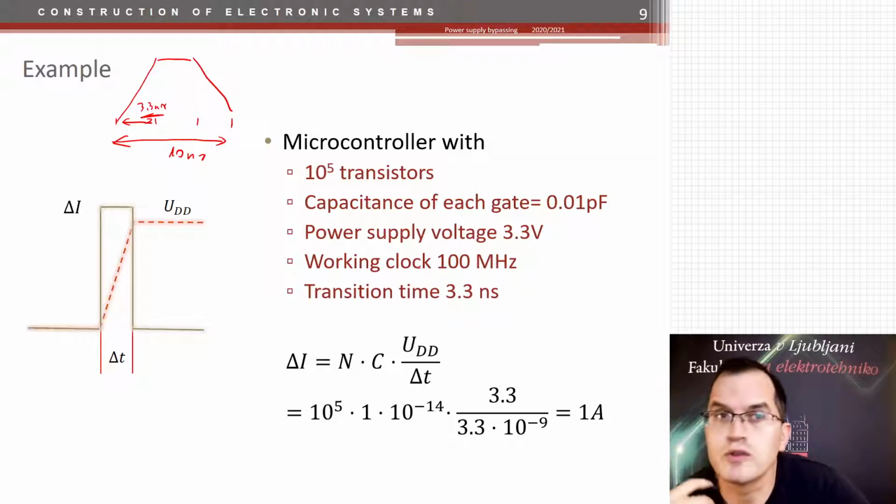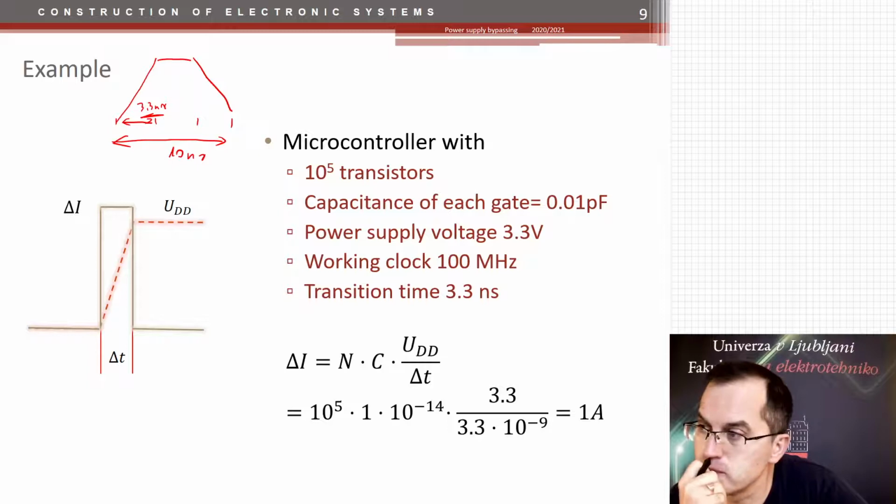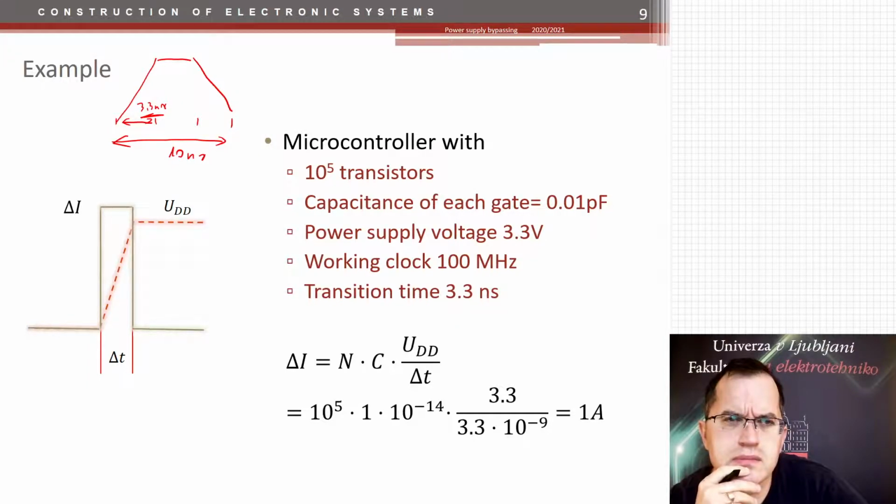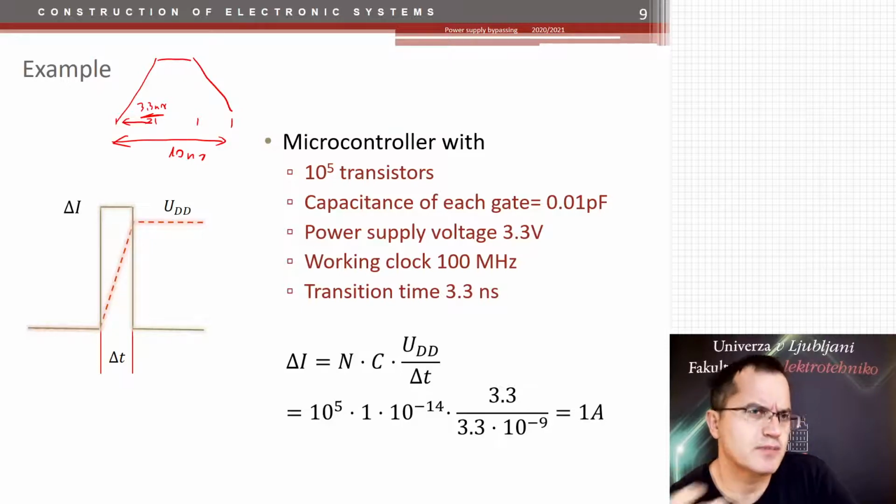That would, of course, require 1 amp from the power supply. 1 amp is quite a lot. Now imagine that you want a faster processor. 10 times faster would mean also 10 times the current. 10 amps from the power supply.